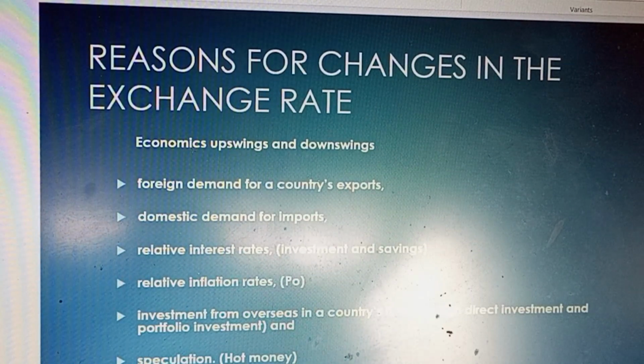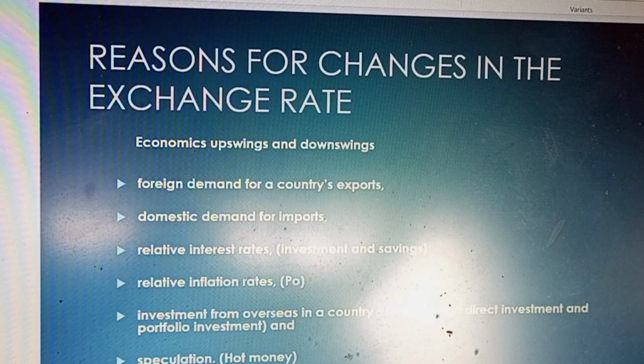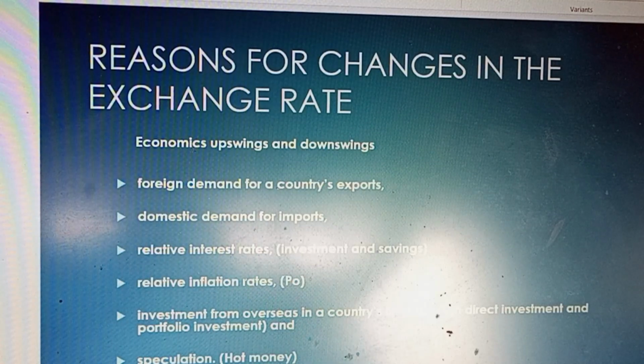Today, we're going to look at two things. That is the reasons for changes in the exchange rate, and then also the different types of exchange rate systems that we have. To start with today, we're going to start with reasons for the changes in the exchange rate.